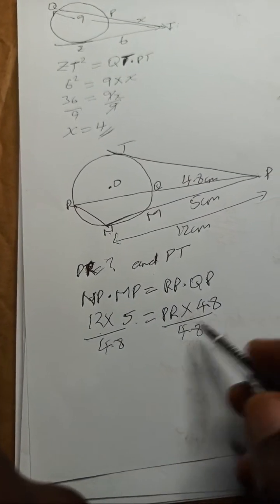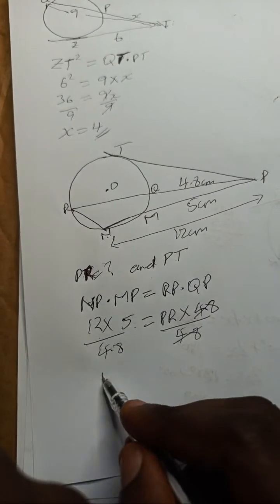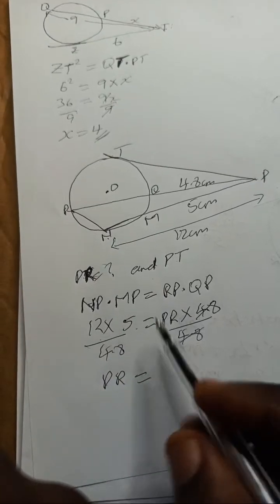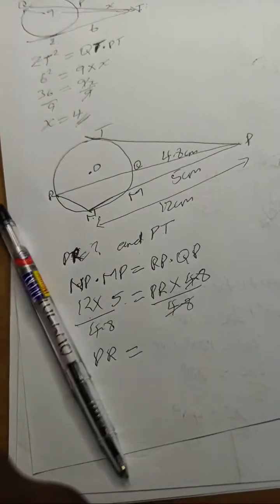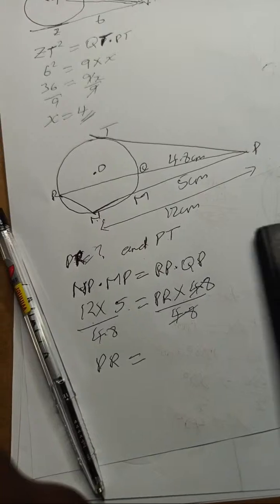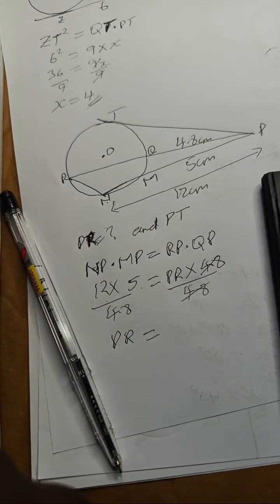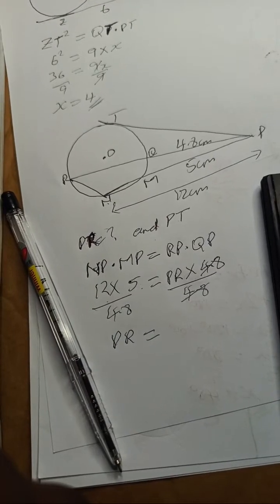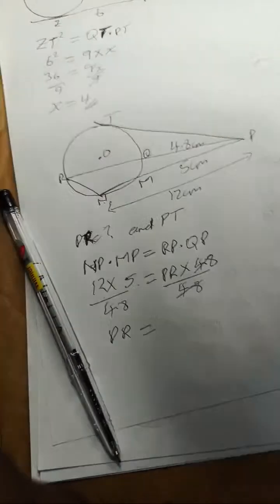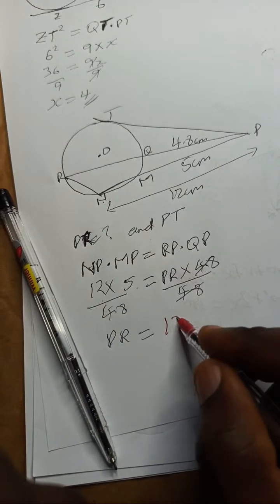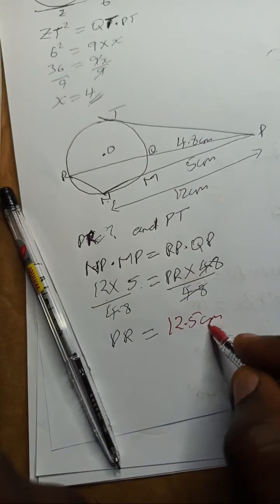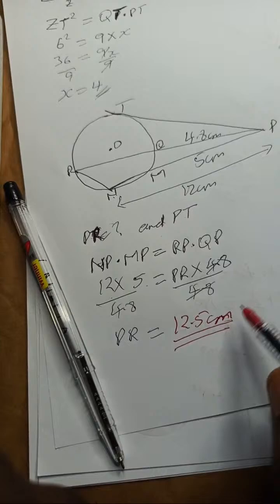Now we have this, so we divide both sides by 4.8. So this cancels this. It means our PR is equal to 12 times 5 divided by 4.8. So that should be 12.5. So the answer here is 12.5 centimeters. So we have gotten that.